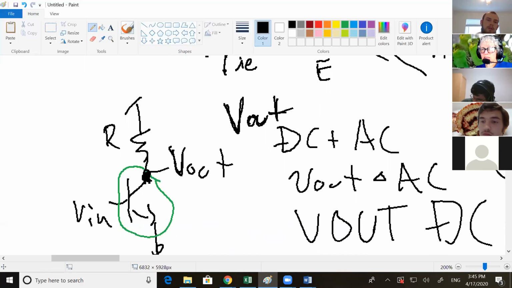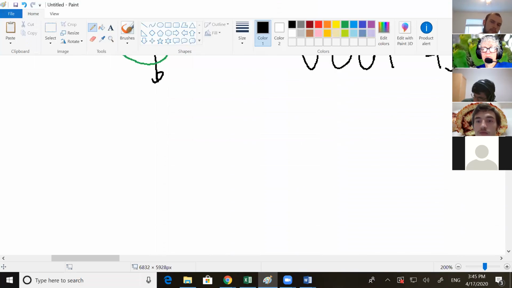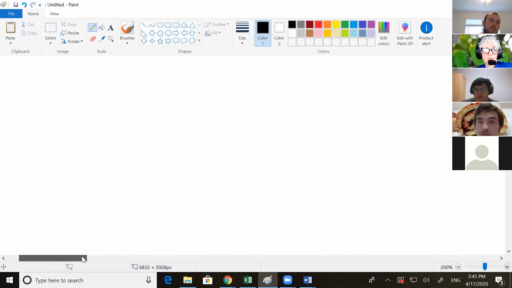Okay, so let's work out the gain of a common emitter amplifier here.